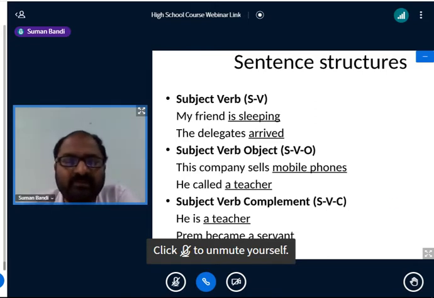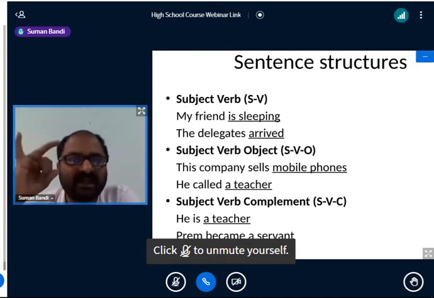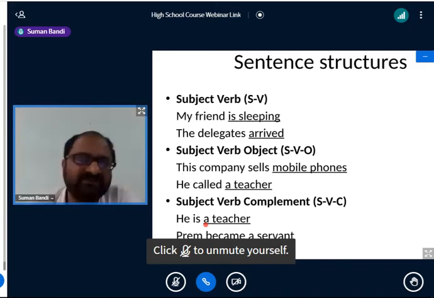So how do you identify a complement? Usually complement follows a be form. Means where there is a complement, usually the verb is a be form. Be form means is, am, are, was, were, right? These are the be forms. So he is a teacher. Teacher is a noun here, but see, it is not an object. Why? Because there is no action. The verb is a be form, state of being. And the complement is a noun or adjective which refers to the subject. Usually the complements are subject complements. Sometimes they can refer to objects. Based on that, we call it an object complement.